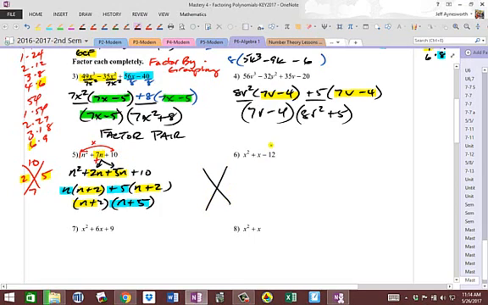So what two numbers multiply to negative 12? 1 times negative 12 is negative 12, and then, well, the middle coefficient is 1. So what two numbers multiply to negative 12 and add to 1? Well, they happen to be positive 4 and negative 3. So 4 times negative 3 is negative 12. 4 plus negative 3 is 1. So here we go. We're going to split the middle term.